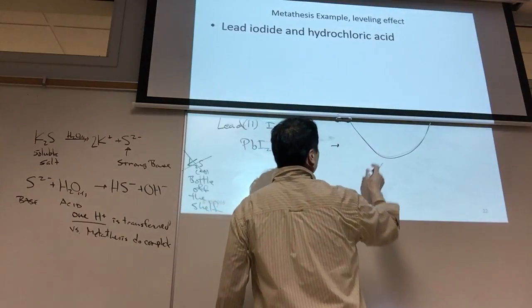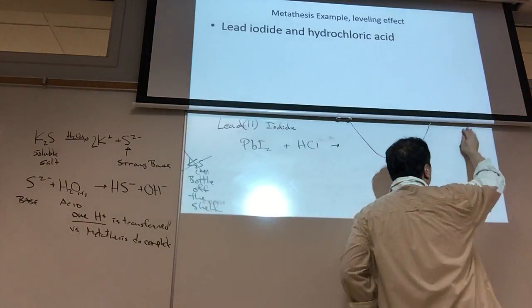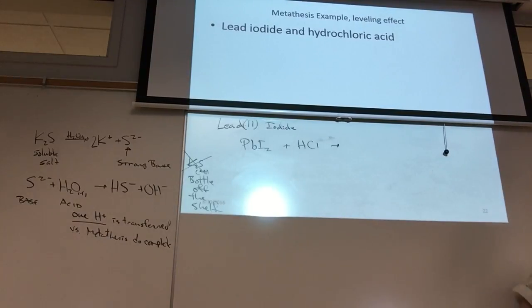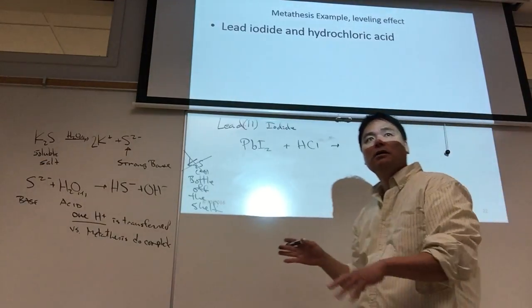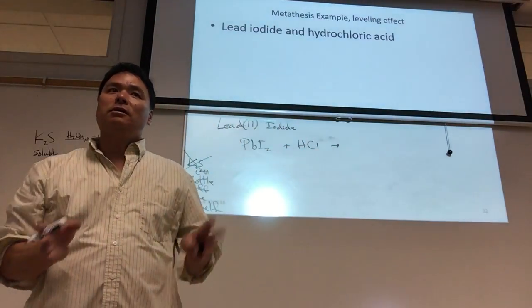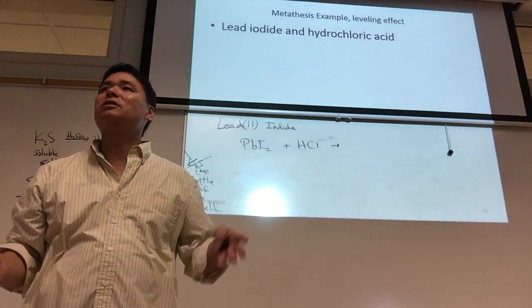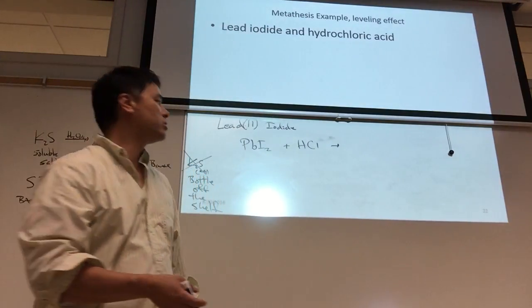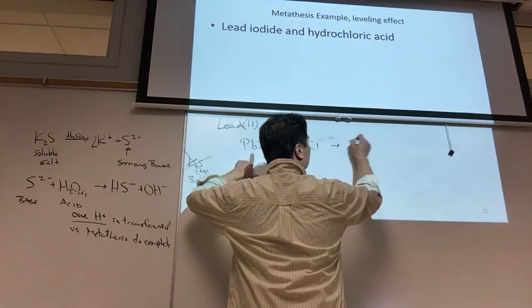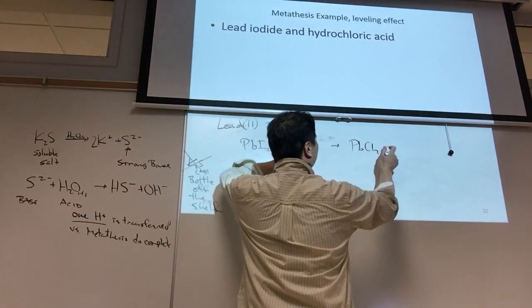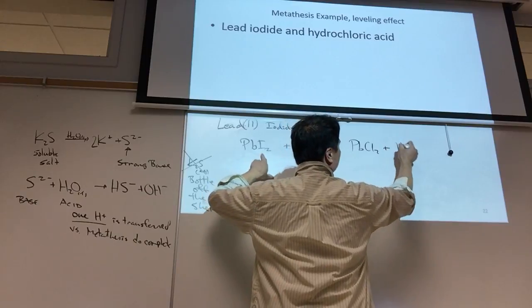What are the products here? Just switch the ions, see if that's a more favorable ion combination. If we switch the ions, and it turns out it's more favorable, then there should be a reaction. If we switch the ions and it's not more favorable, then there should be no reaction. So let's switch the ions, and we're going to get lead with chloride, so we form lead 2 chloride plus hydrogen with iodide, which is just HI.